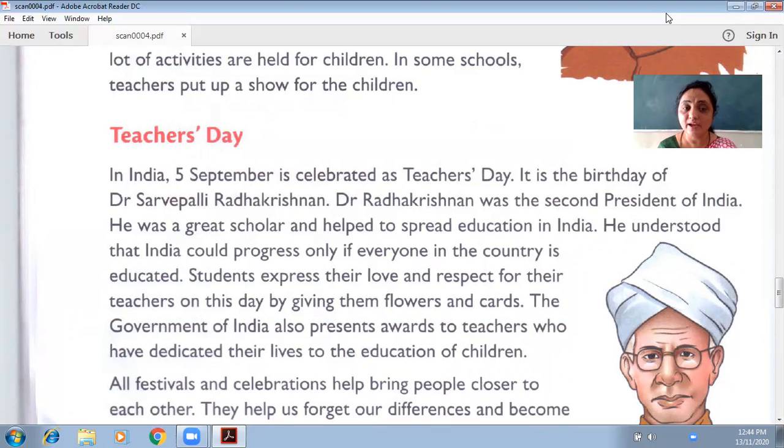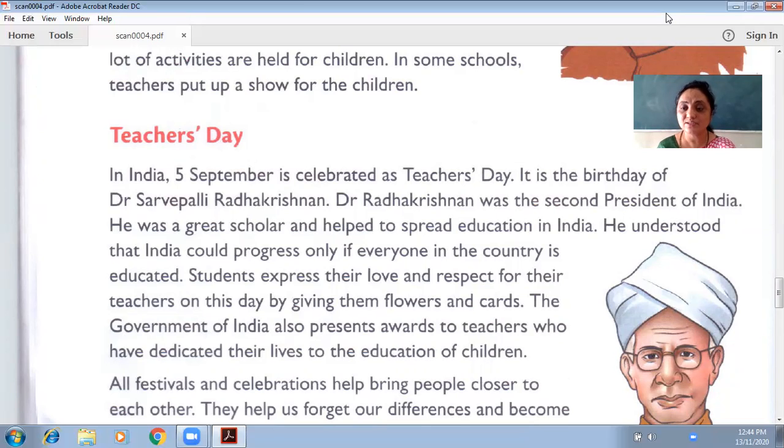It is the birthday of Dr. Sarvepalli Radhakrishnan. Dr. Radhakrishnan was the second president of India. The first president is Dr. Babu Rajendra Prasad. Who is the first president? Dr. Babu Rajendra Prasad. So Dr. Sarvepalli Radhakrishnan was the second president of India.